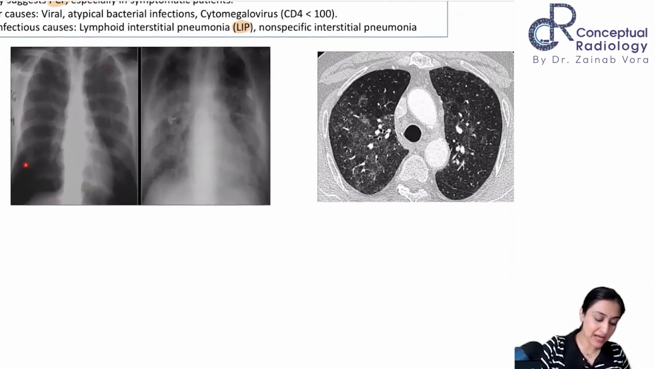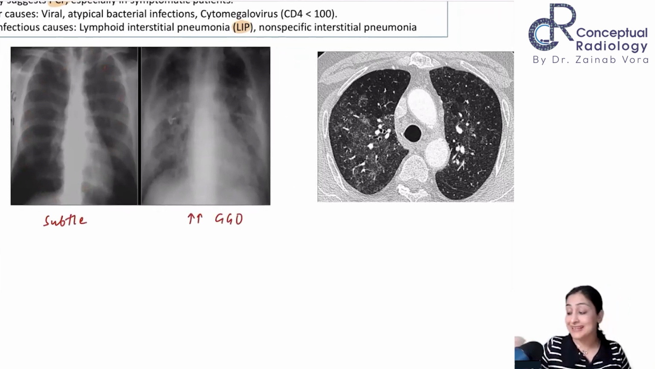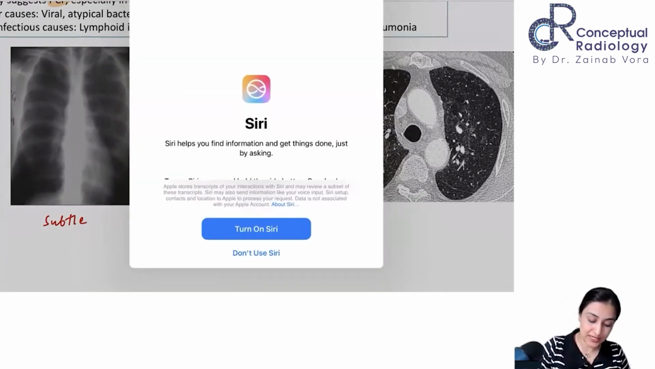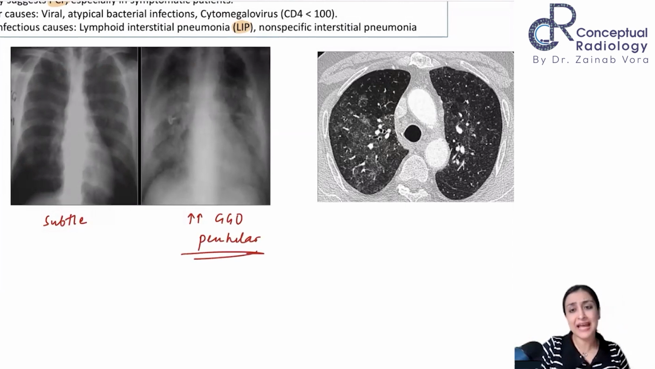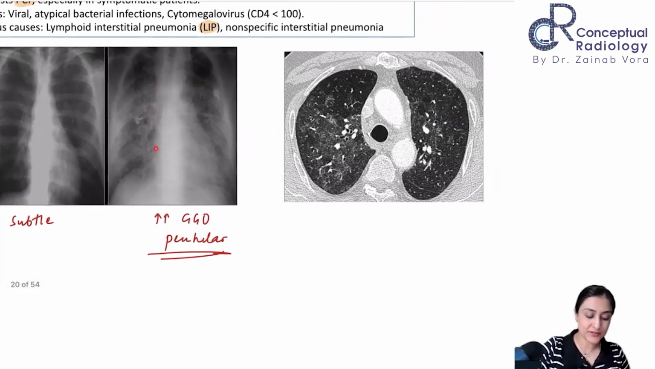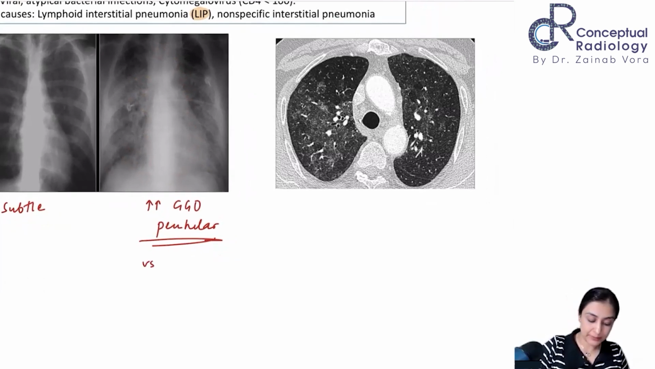So you can see how in this patient there are very subtle GGOs, whereas here you can see a remarkable bilateral perihilar involvement, perihilar GGOs, right? That is something very typical, and this can mimic cardiogenic pulmonary edema, isn't it? You are seeing that there is no cardiomegaly, there is no pleural effusion. So that helps you rule out cardiogenic pulmonary edema.